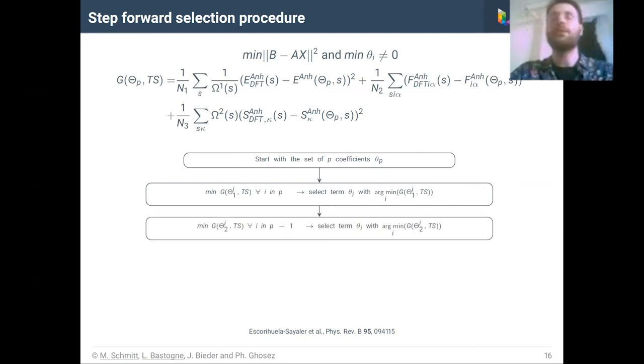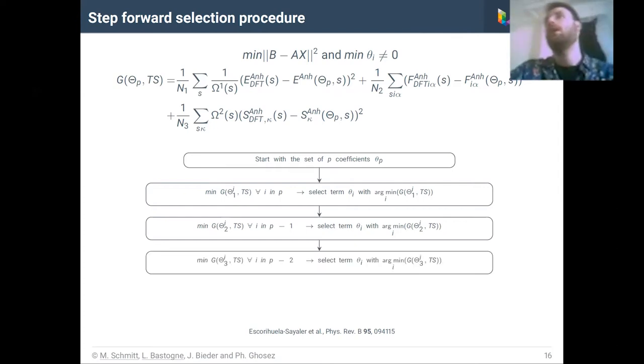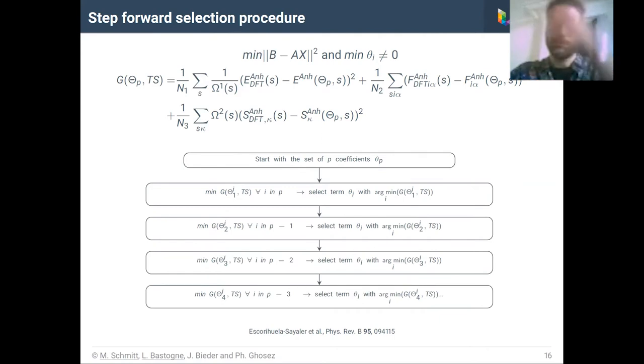And we keep that in the set, and then we add all the other remaining coefficients to that first one, and we fit both together and see which set of two coefficients reduces the goal function the most, and then we select the second one. And then we continue and do that for the third and fourth and so on and so on.